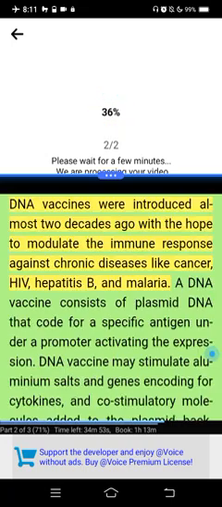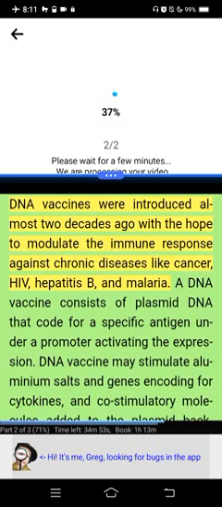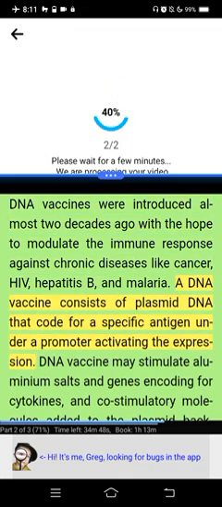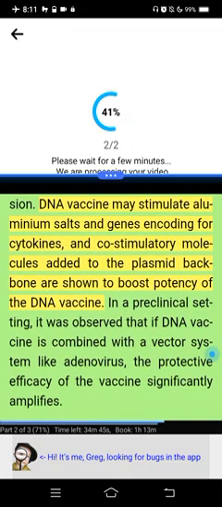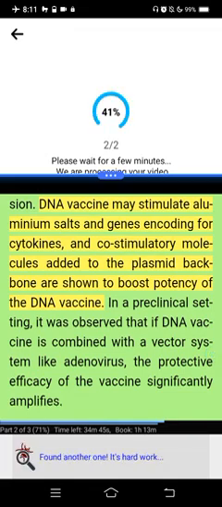DNA vaccine. DNA vaccines were introduced almost 2 decades ago with the hope to modulate the immune response against chronic diseases like cancer, HIV, hepatitis B, and malaria. A DNA vaccine consists of plasmid DNA that codes for a specific antigen under a promoter activating the expression. DNA vaccine may stimulate immunity; adjuvants such as aluminium salts and genes encoding for cytokines and co-stimulatory molecules added to the plasmid backbone are shown to boost the potency of a DNA vaccine.